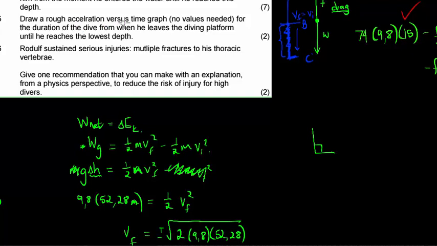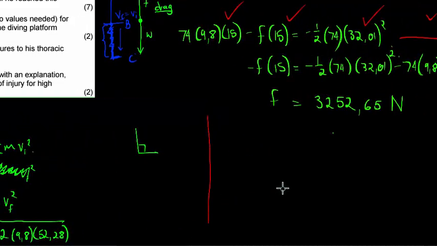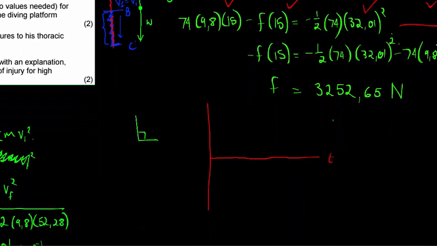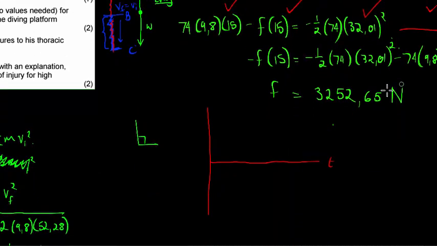Let's just quickly draw a rough acceleration versus time graph. Okay, no values needed. Here's acceleration versus time. Initially, what is the acceleration? Because remember, there are now two parts to this question. There's acceleration here and there's acceleration there. So for points AB, let's say this is time A, this is time B, that's time C. What is the acceleration initially? It's probably higher than BC.